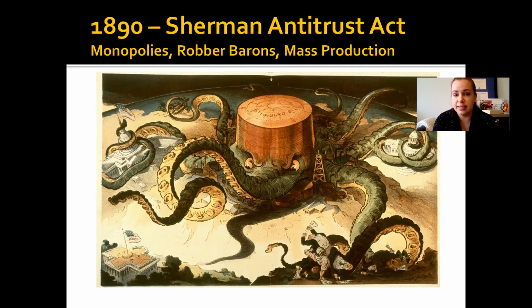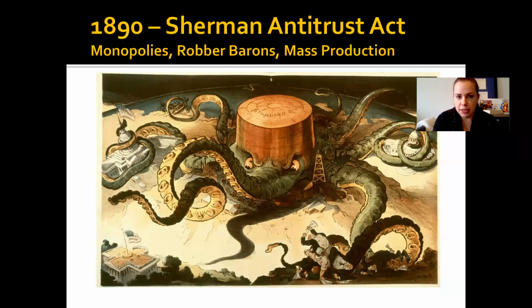Another negative aspect is the creation of monopolies. You have things like Standard Oil become the one and only oil company because, as the octopus shows, it is slowly creeping in and taking over all other oil companies, as well as the White House and Congress. Because of monopolies, these very rich corporate leaders are able to buy themselves into things like Congress and have their interests protected. A monopoly is when one person or one corporation has full control over a market.